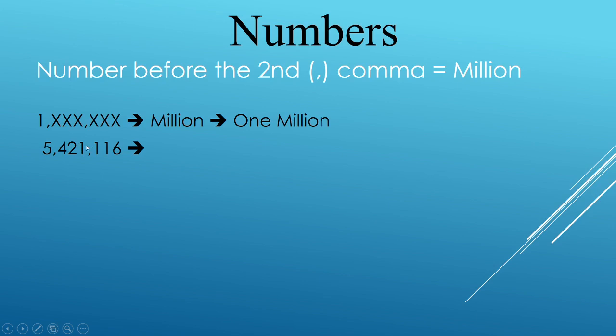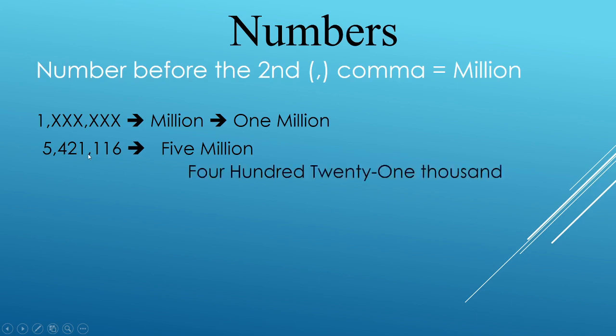Okay, to say this number, right? This is the first comma, the second comma, right? With the second comma, we add million. So for the second comma, we add million, right? 5 million. Now we just say this number, right? And this is the first comma, so we add 1,000. 421,000. And then we just say the number, 116. So to say this one, 5 million, the second comma, 421,000, the second comma, and then we just say 116.